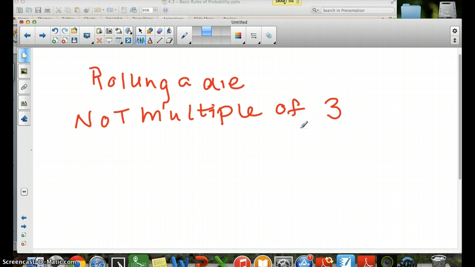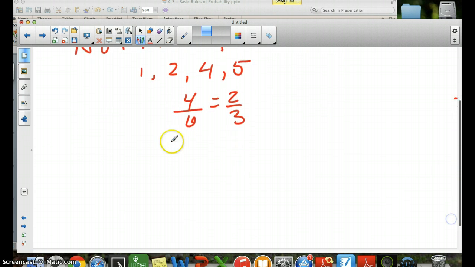Okay, so there's a few different ways that we could think about this. First, we could think about what the multiples of 3 are. So the multiples of 3 are 3 and 6 on a die, and so the ones that are not a multiple of 3 would be 1, 2, 4, and 5, and then this would be our sample space here, and so our probability that we would roll a number that is not a multiple of 3 would be 4/6 or 2/3.